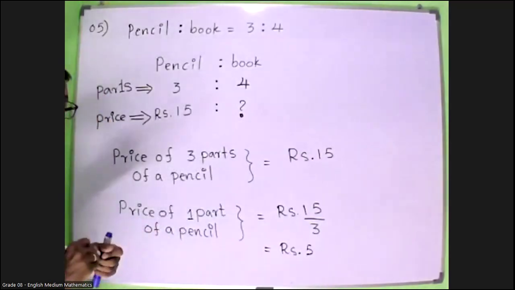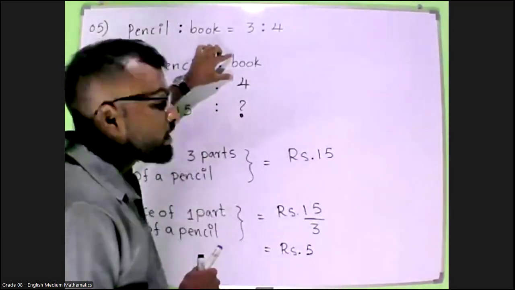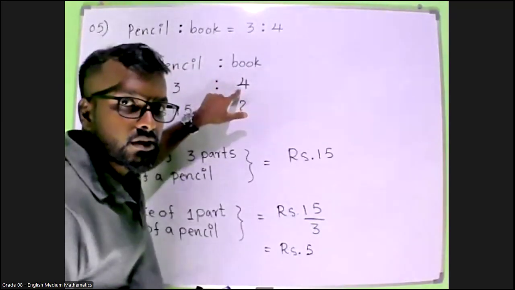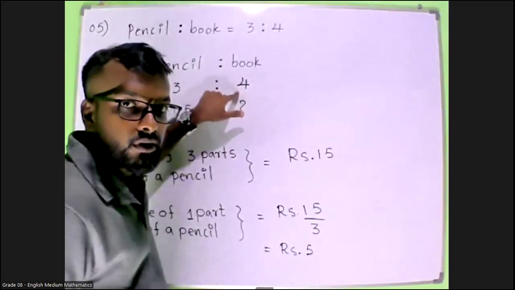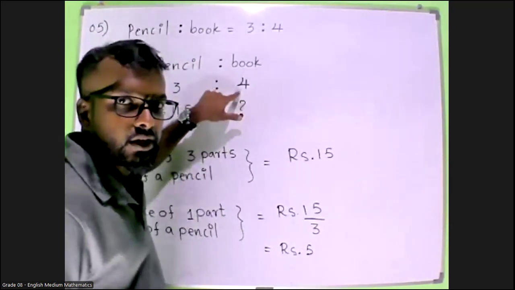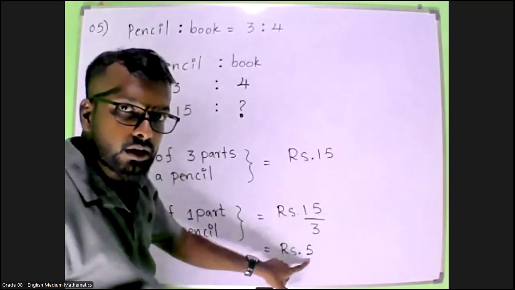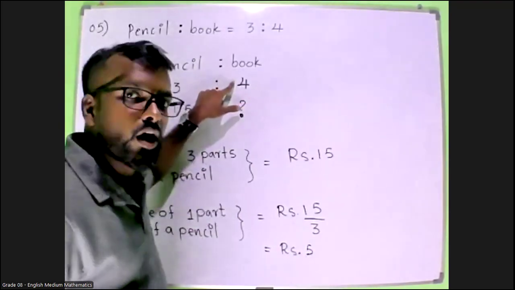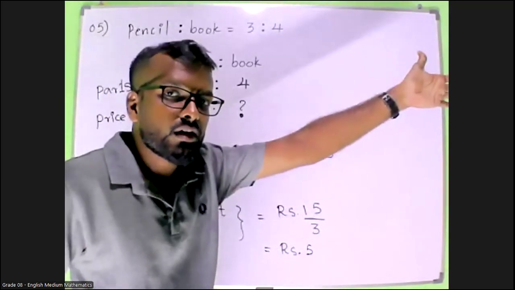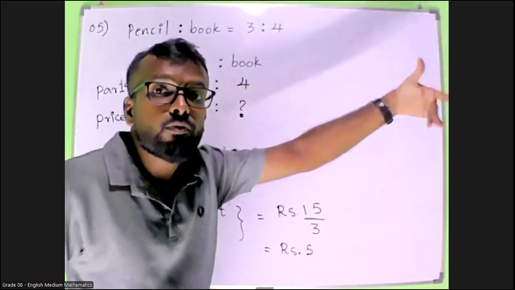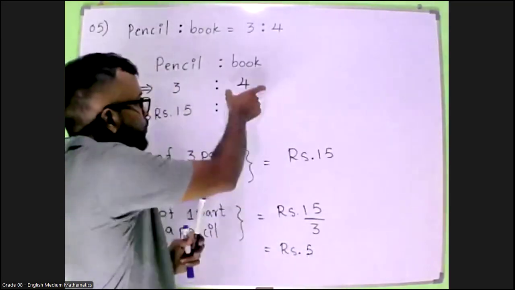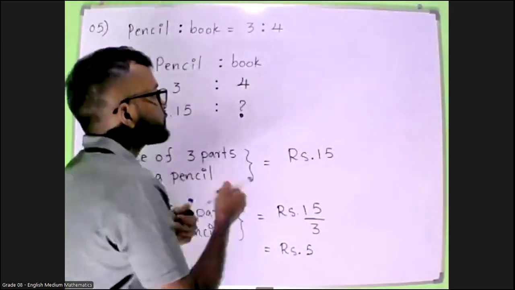And what they are asking from us, you need to find the price of a book. And how many parts does a book have? 4 parts. So this is the price of 1 part, and you need to find the price of 4 parts. How do you find? 1 pencil costs this much, and you are going to find the price of 5 pencils. So this is the price of 1 part. You are going to find the price of 4 parts.